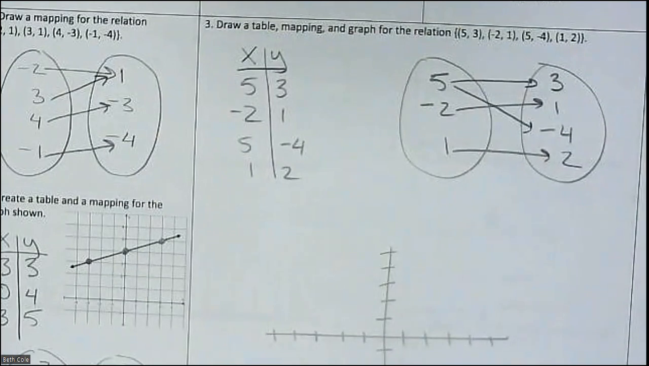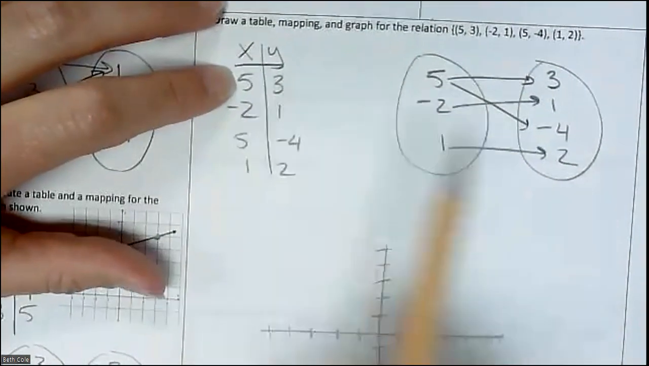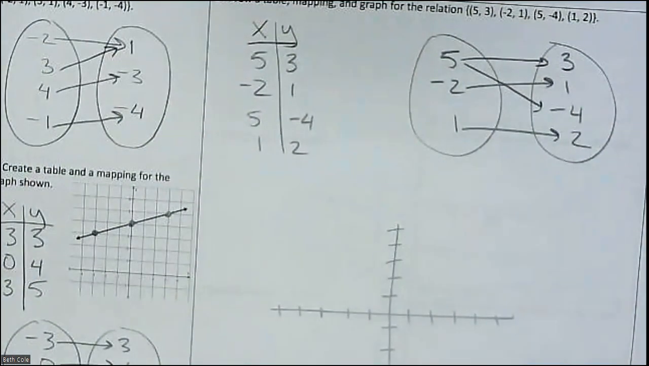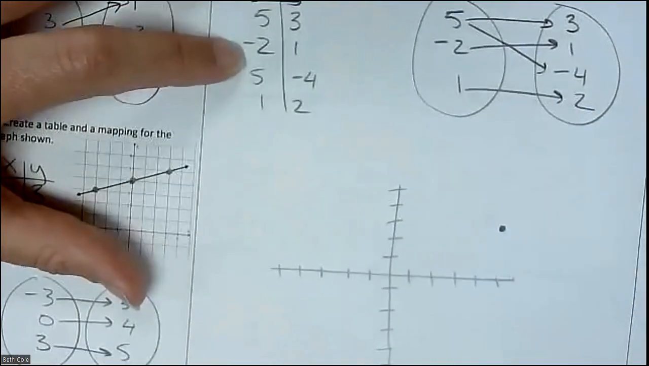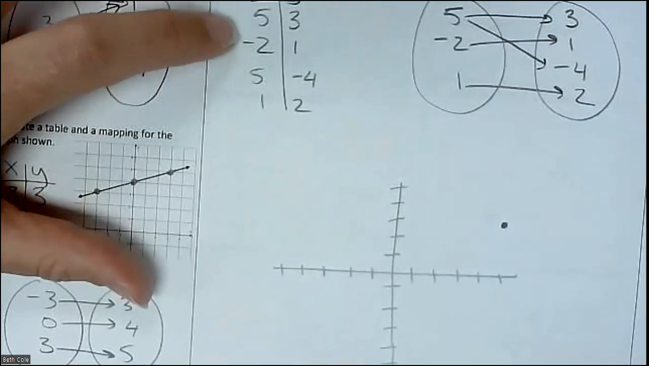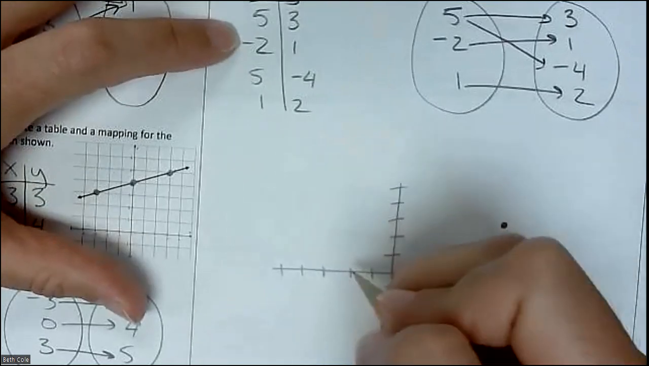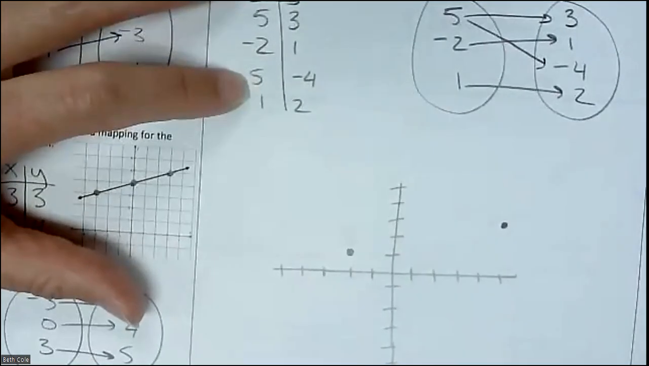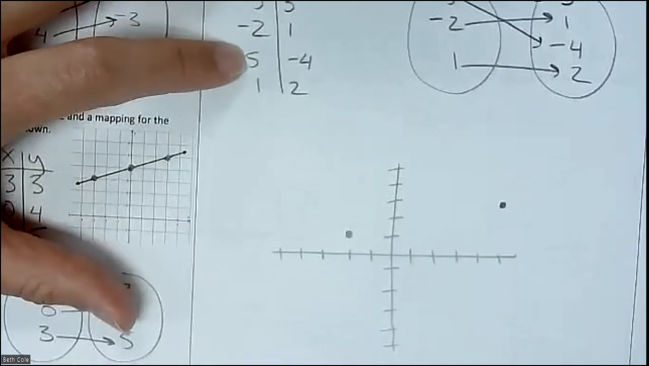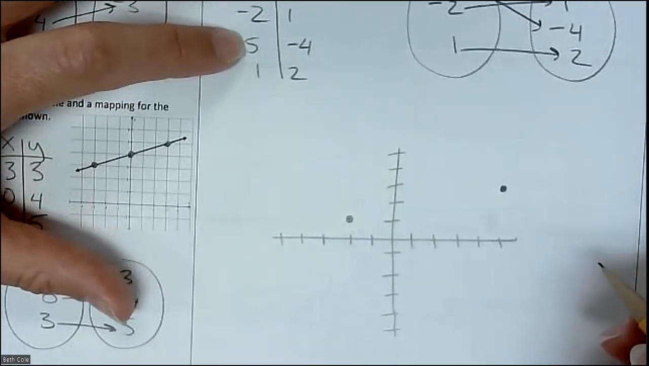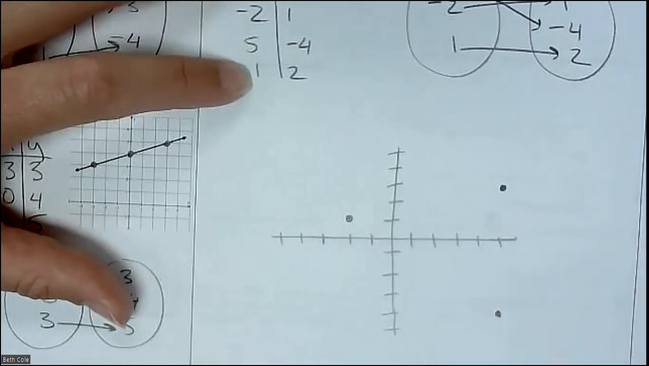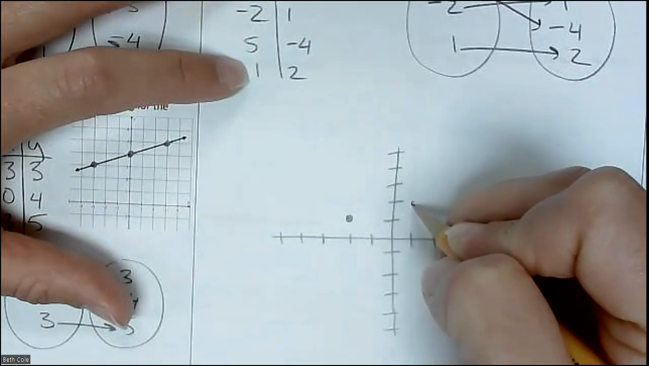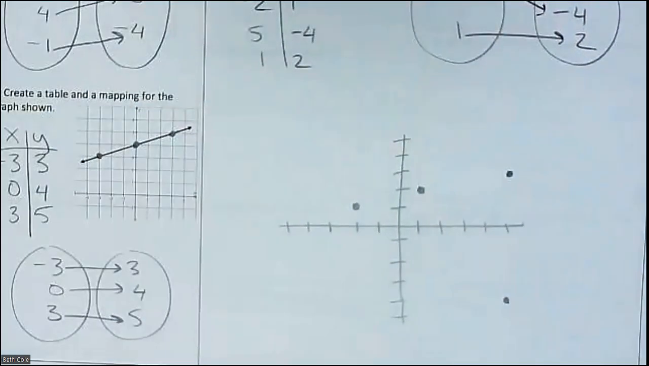Oh, let's review the quadrants. Hey guys, 5, 3, which quadrant's that going to go in? 1, good. And then -2, 1, which quadrant is that going to be in? 2? 5, -4, which quadrant is that going to go in? Which one? 4, good. I'll be down here. And 1, 2 to quadrant 1. Again, don't connect them.